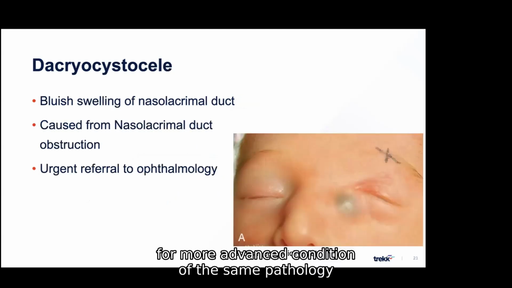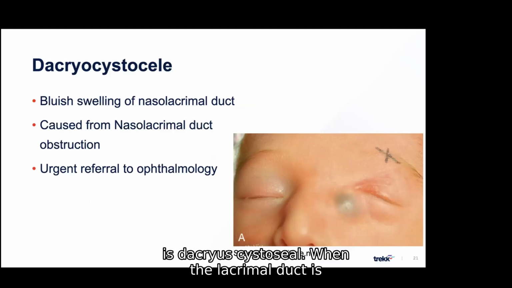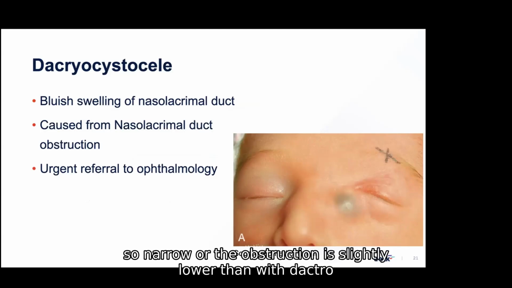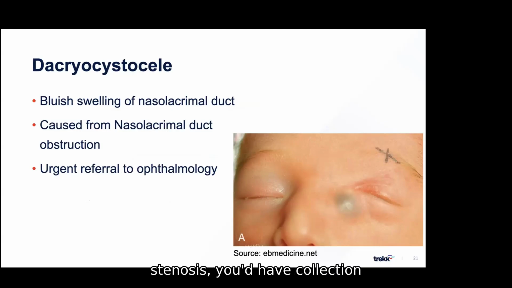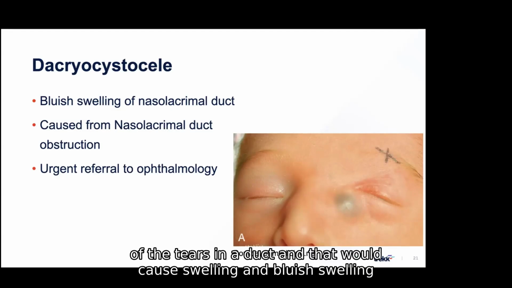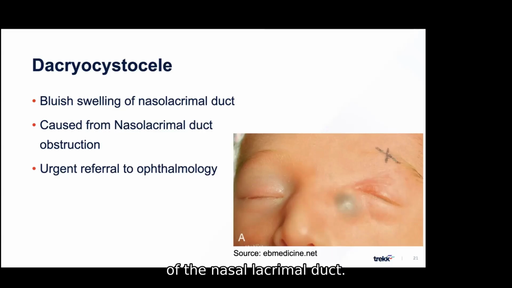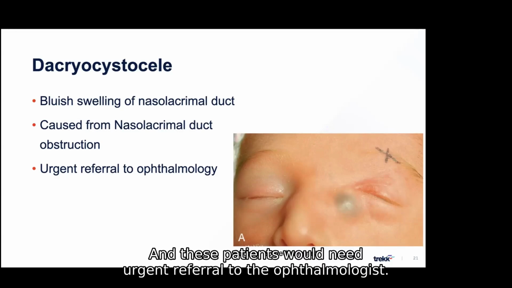Now, a more advanced condition of the same pathology is dacryocystocele. When the lacrimal duct is so narrow, or the obstruction is slightly lower than with dacryostenosis, you'd have a collection of tears in the duct, and that would cause bluish swelling of the nasolacrimal duct. These patients would need urgent referral to the ophthalmologist.